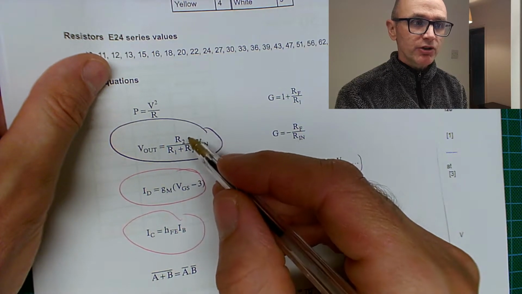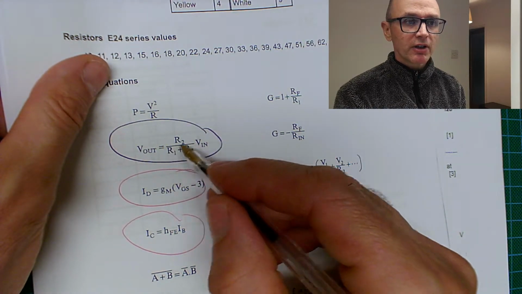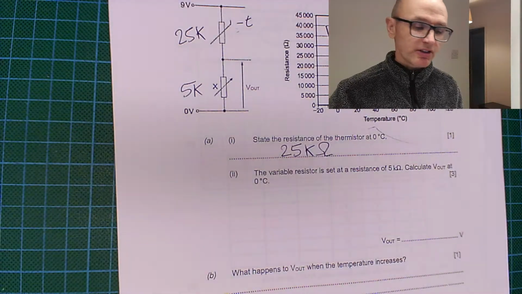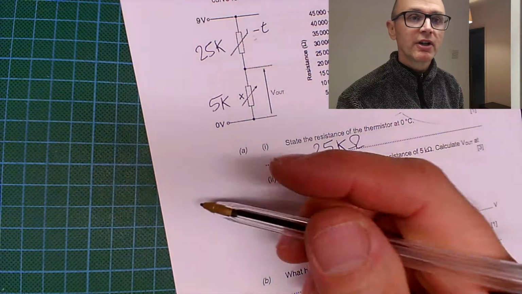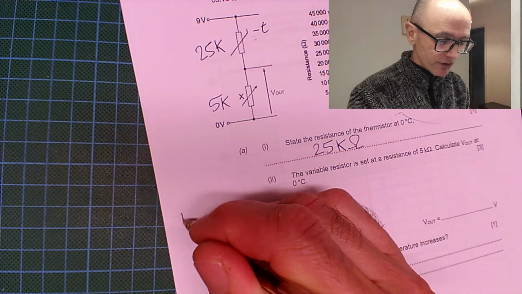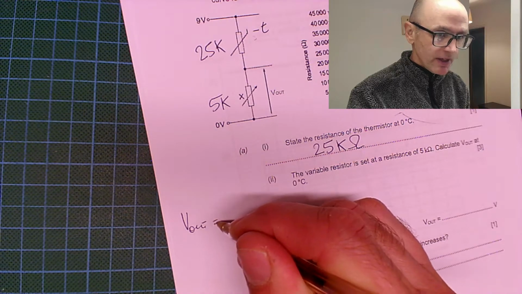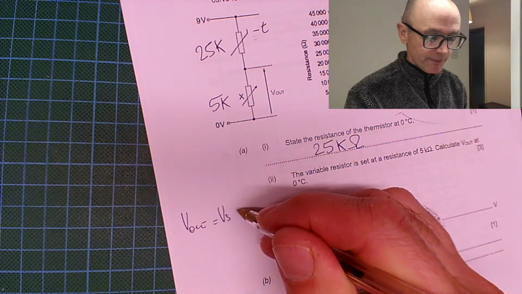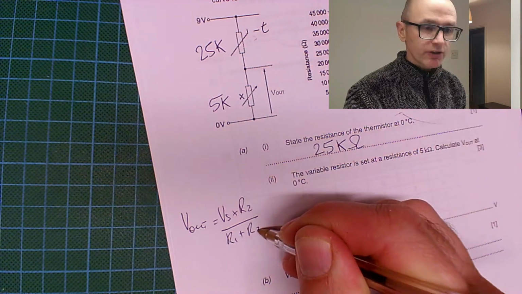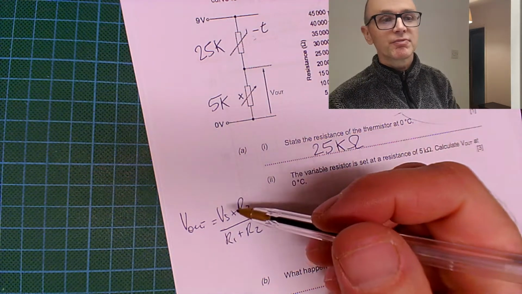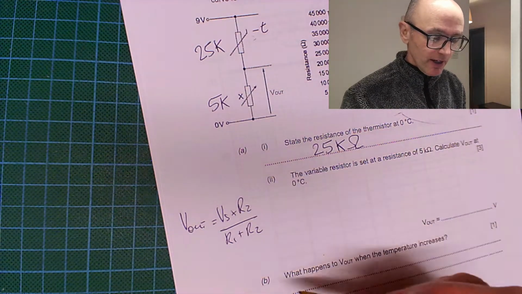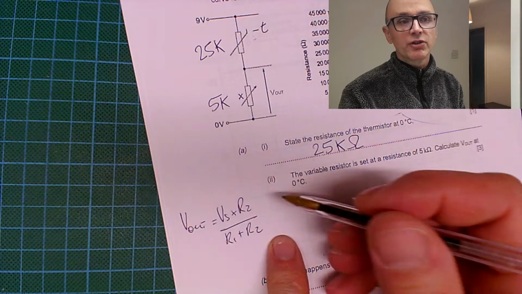It's going to be equal to the bottom resistor R2 over R1 plus R2 times V in. Now sometimes you might see it slightly different to that, because I quite like to write it as V out equals Vs times R2 over R1 plus R2, and that's exactly the same formula, just written in a slightly different fashion. But whichever one you use, make sure that you state it.